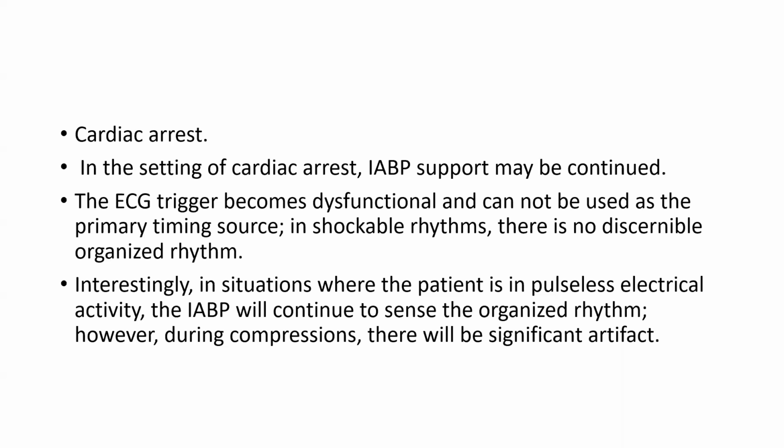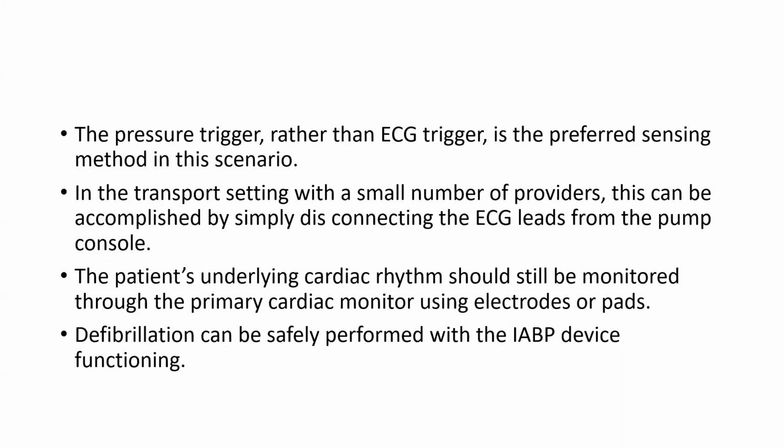Now, in the setting of cardiac arrest, IABP support may be continued. The ECG trigger becomes dysfunctional and cannot be used as the primary timing source. In a shockable rhythm, there is no discernible organized rhythm. Interestingly, in situations where the patient is in pulseless electrical activity, the IABP will continue to sense the organized rhythm. However, during compressions, there will be significant artifact. The pressure trigger rather than the ECG trigger is the preferred sensing method in this scenario.